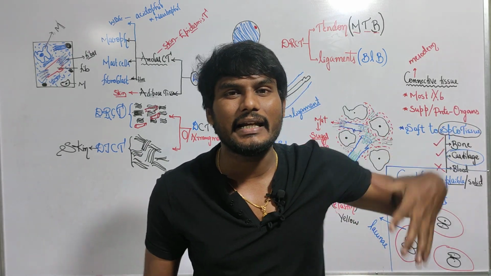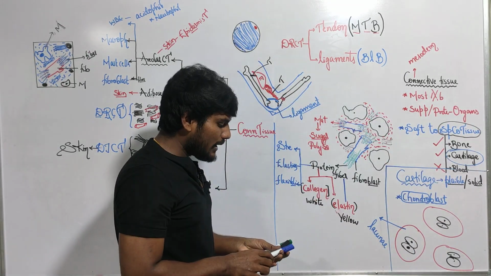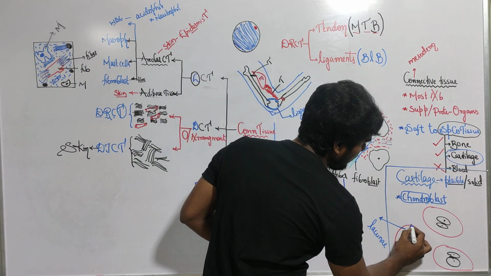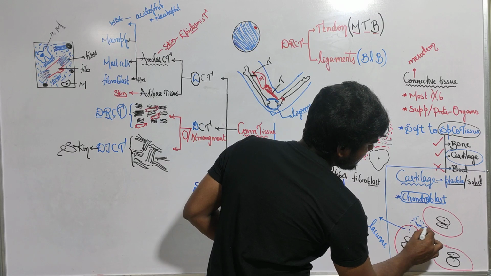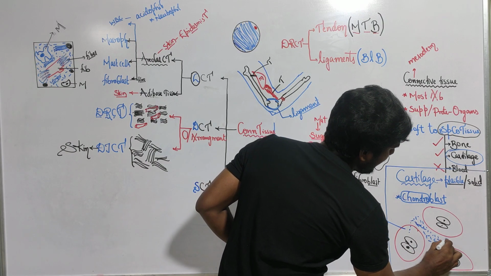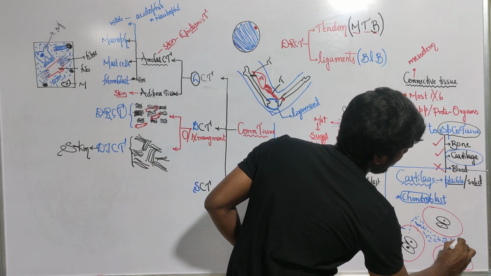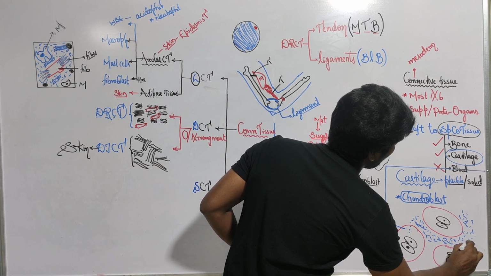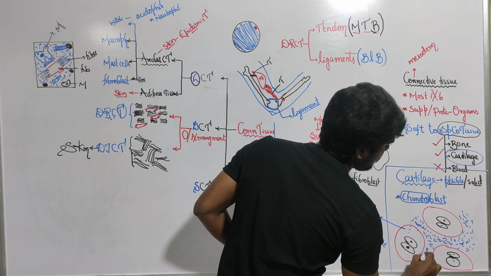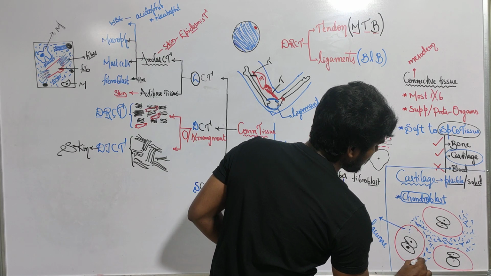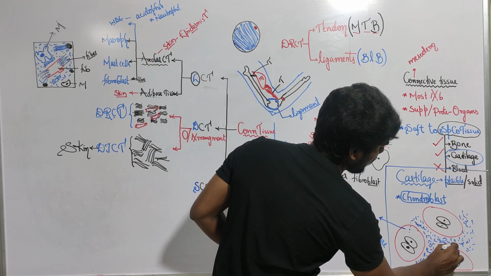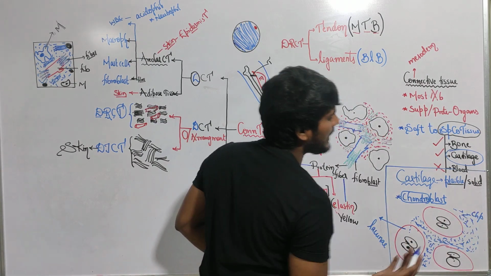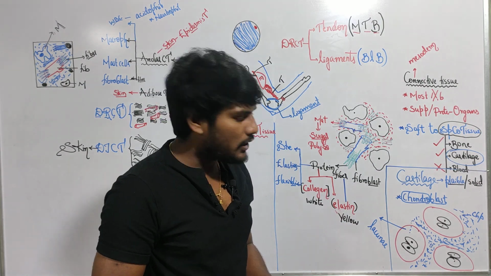Blast means immature cell. And what are they secreting? They are secreting a protein into the intercellular space. This protein is chondrin protein. Because of that, the cells are also called chondrocytes. Chondrin is the protein they are secreting. All this is the chondrin protein, which is acting as a ground substance.